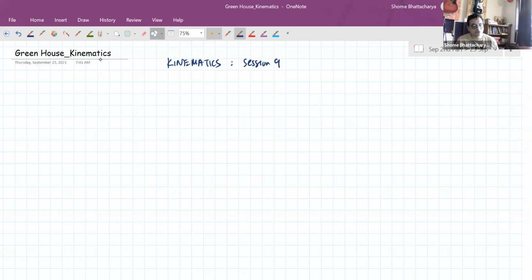So we'll start with some review questions from projectile motion and then move on to the next section, which will be relative motion.